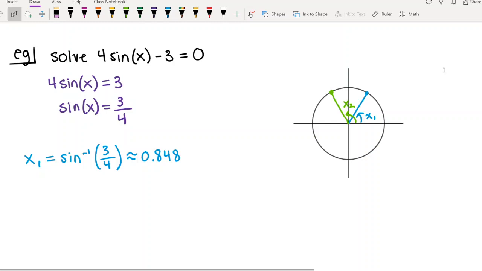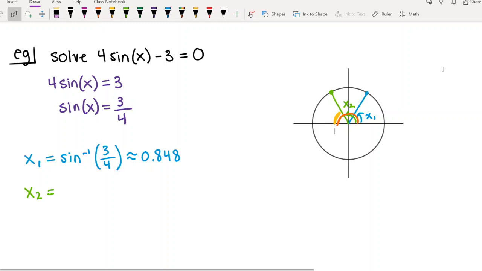So that's our first solution. And then what's our second solution? Well, again, it's the same. It's going to come out very similar to the last one because, again, this angle here in yellow is equal to the same measurement as x1, right? So that is also 0.848 radians. And if we did this full angle, that would be pi radians.